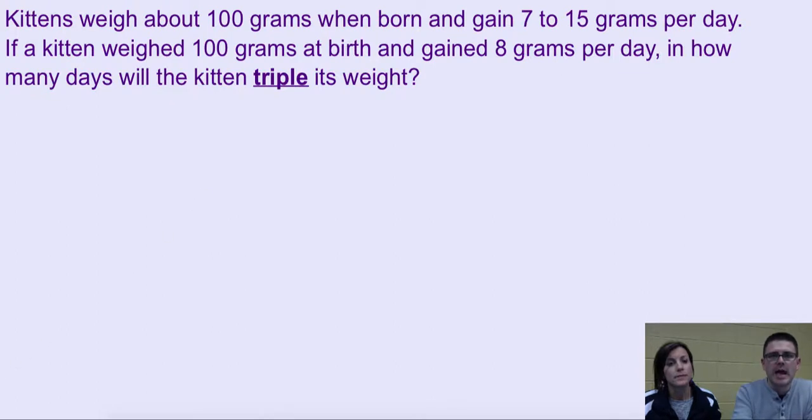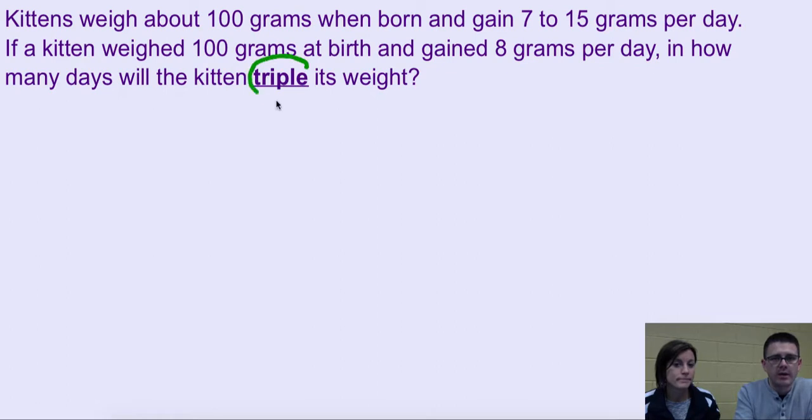All right, down to our last one, and this one's got a little trick in it, so we want to be extra careful. It says kittens weigh about 100 grams when born and gain anywhere from 7 to 15 grams per day. If a kitten weighs 100 grams at birth and gains 8 grams per day, in how many days will the kitten triple its weight? Lots of numbers, which means extra information.